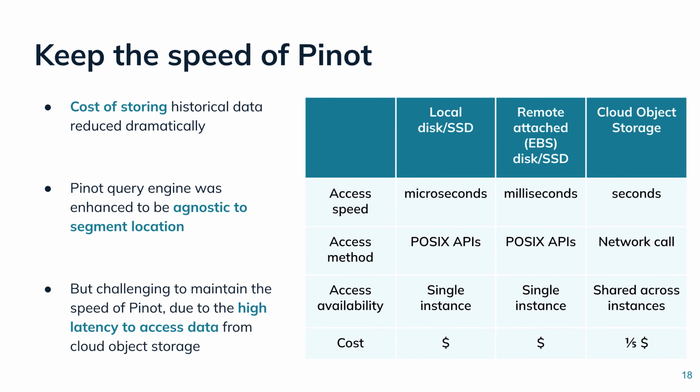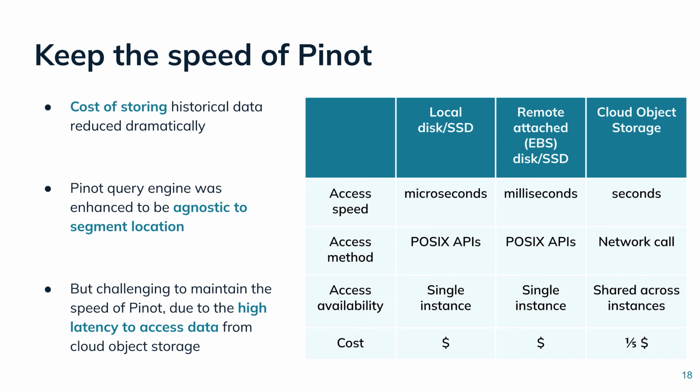As Neha explained just now, we are able to decouple the storage and compute layers for Pinot. And as you see in this table early on, the cost of cloud object storage is a lot lower than local disk or EBS. So we can use cloud storage like S3 to dramatically reduce the cost of keeping very long-term historical data in Pinot.